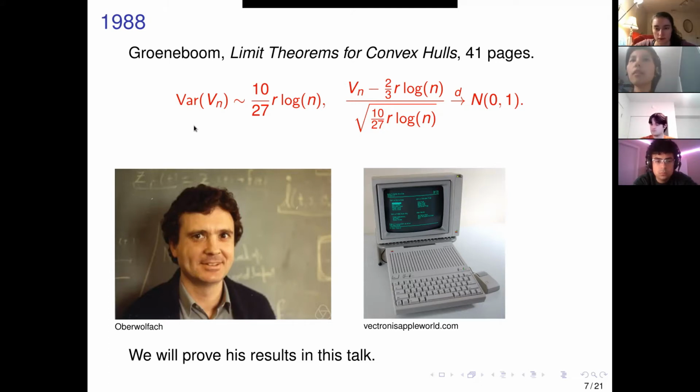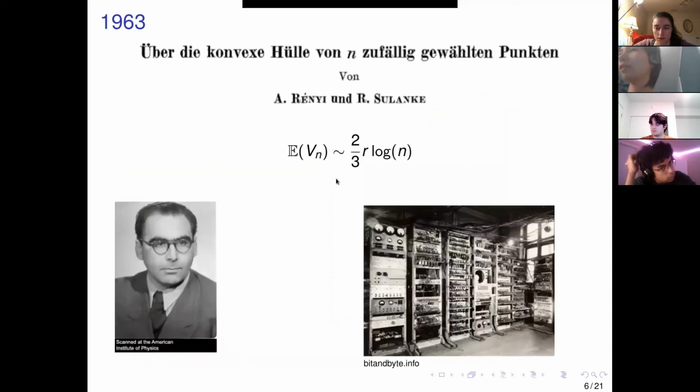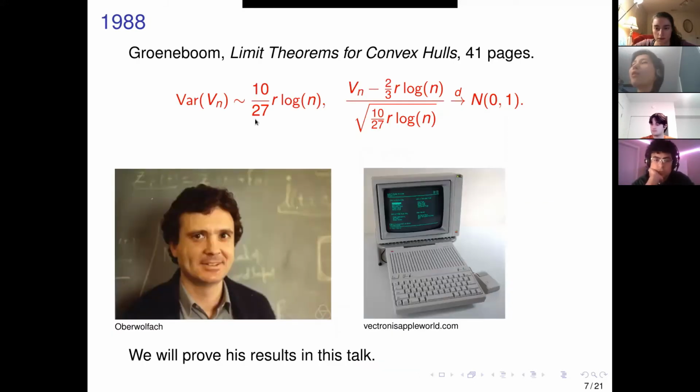So what he found is that the variance is this thing. The expectation is 2/3 times r times log n. The variance is 10/27 times r times log n. And you get a central limit theorem, right?